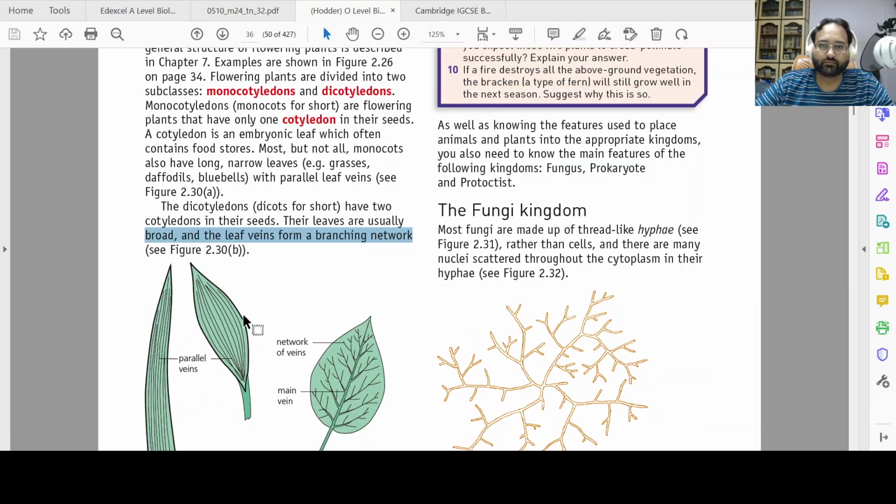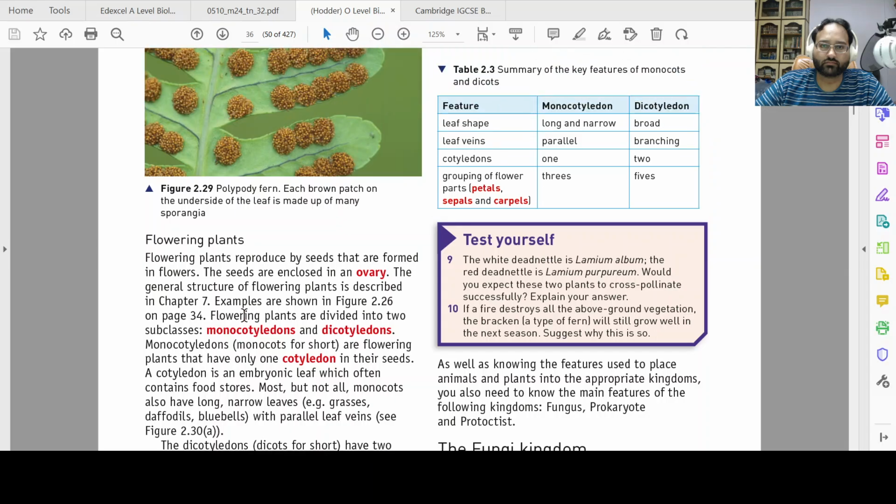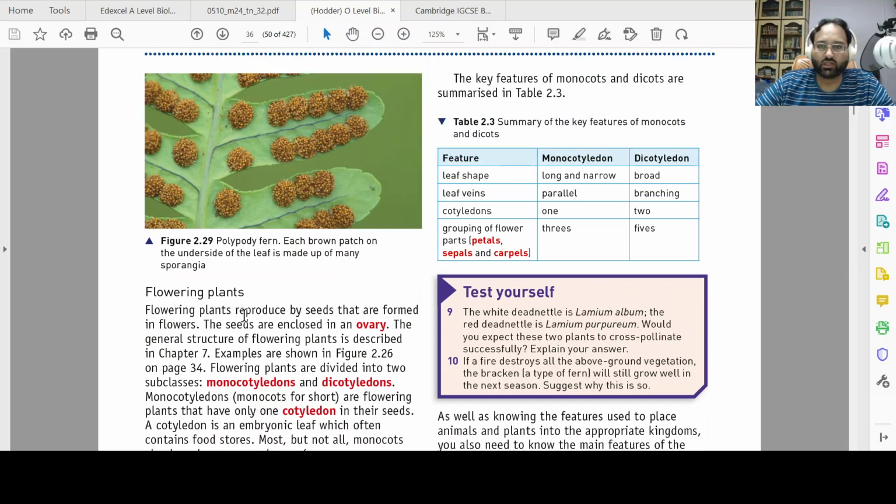Okay, makes sense. So here's a summary of the key features of mono and dicots: the leaf shape, the leaf veins, the cotyledons, and the grouping of flower parts, petals, sepals, and carpels. Again, this is something that will come in later. If you want to know, you can visit the glossary. Otherwise, we'll just have to wait. So in the monocots, these come in groups of threes, and in the dicots, they come in groups of fives.